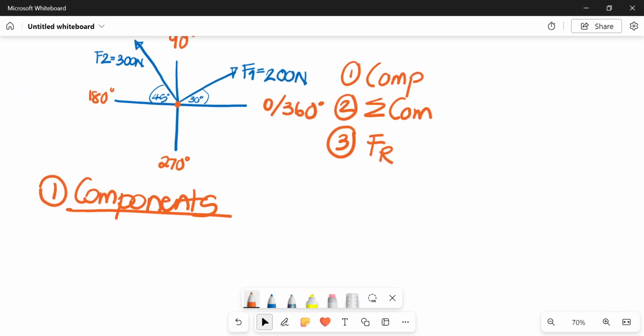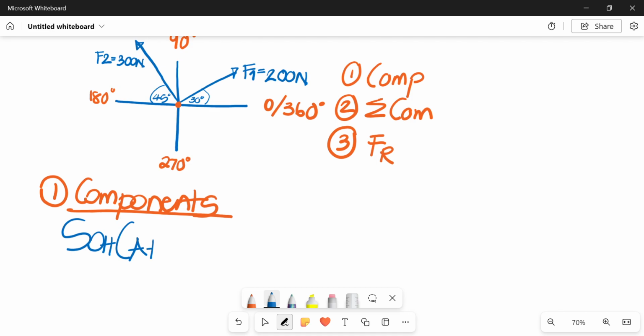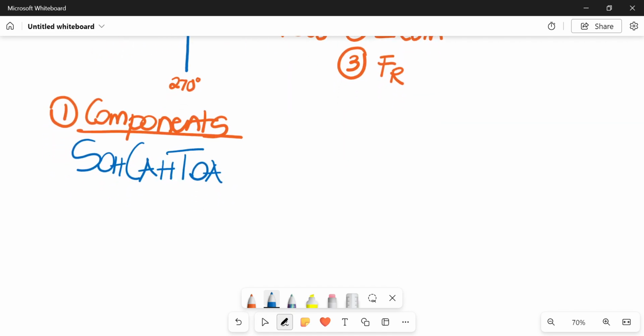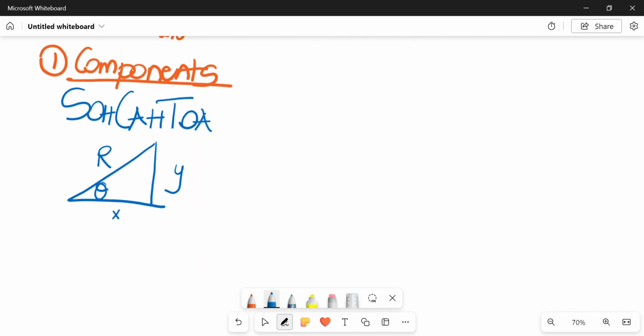We use our SOHCAHTOA. I don't even know if the way I pronounce it is how everyone else is pronouncing it, but anyway, that's how I go about it. The main idea here is that if you have a triangle with angle theta, and this would be your x, your y, and let's say this is your line R, the idea is that you would try to express your y and your x in terms of your angle theta.